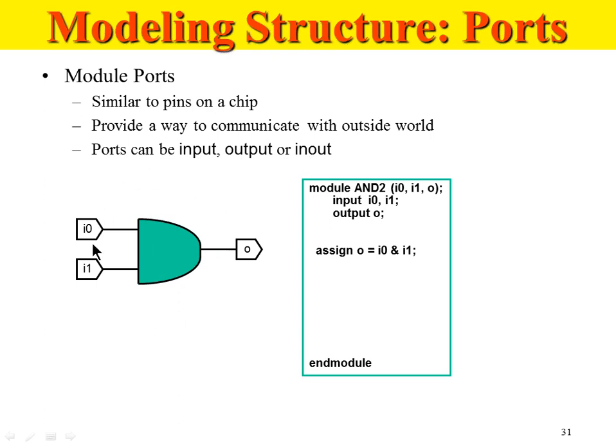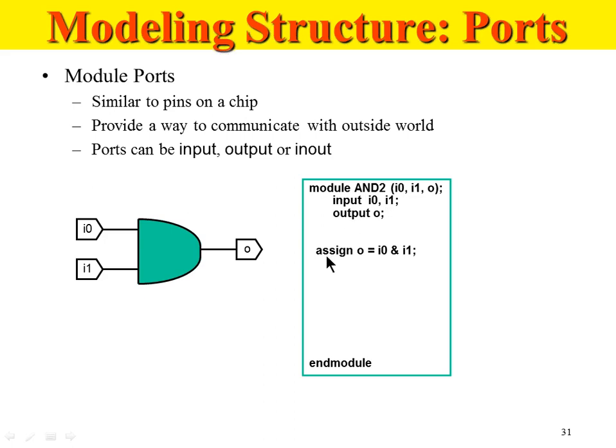Knowing that, let's say I want to implement a simple two-input AND gate using Verilog, where one input is called I0, the second input is called I1, and the output is called O. Verilog for that AND gate is what is mentioned here. Module and2, where 2 means it's a two-input AND gate, followed by the port list I0, I1, and O, out of which I0 and I1 are single-bit input ports, and O is a single-bit output port.